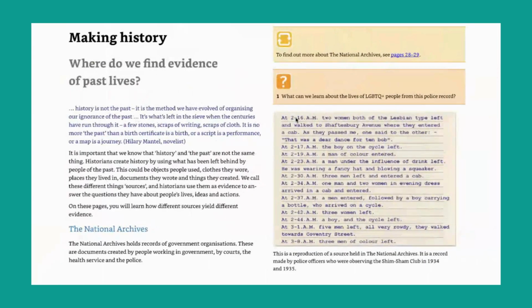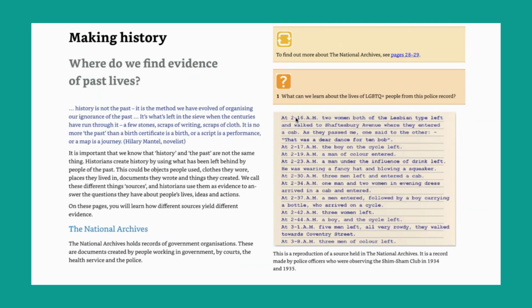So, moving over to the example of the textbook I've got here. Now, this is the Kindle version of the textbook. In the printed version that you might have, this is on a double-page spread. So, this double-page spread comes at the end of the chapter on the 1930s and 1940s, up to 1945. And as you can see, this making history section is linked to the question, where do we find evidence of past lives?